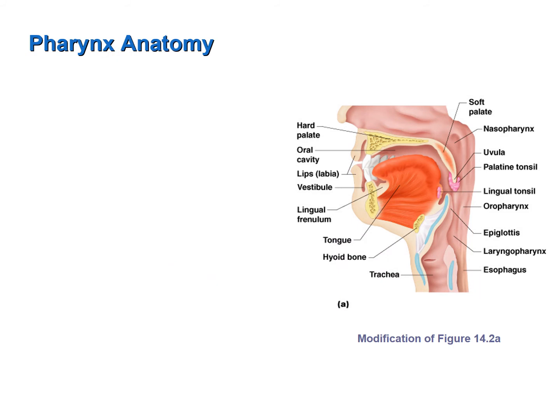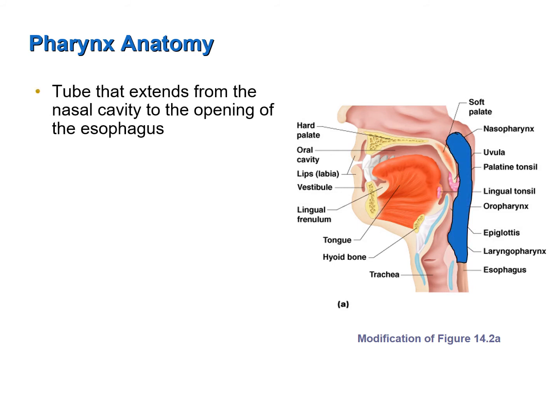Now let's talk briefly about the anatomy of the pharynx. The pharynx is basically your throat. The pharynx is a tube that extends from the posterior opening of the nasal cavity all the way to the opening of the esophagus, and I have highlighted it here in blue. The pharynx can be subdivided into 3 subsections.